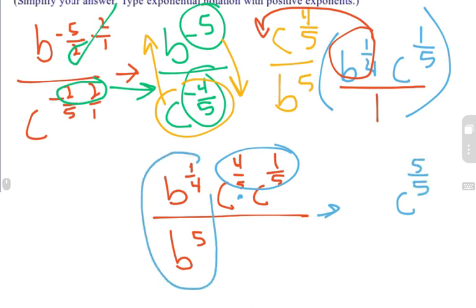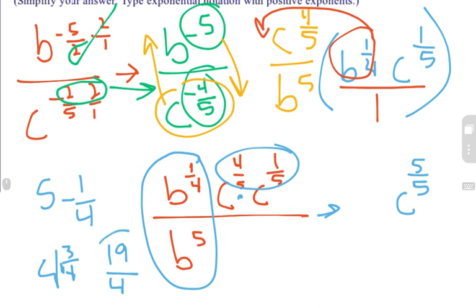And then when there's division, we need to subtract the exponents. And so we've got 1/4 and 5. If we subtract those, it's 5 minus 1/4, and that turns out to be 4 3/4. But we don't want to write it as 4 3/4. We actually want to write it as 19/4, because you multiply your 4 and your 4 and add 3, so you get 19/4. And so that's what's going to be on top of the b.